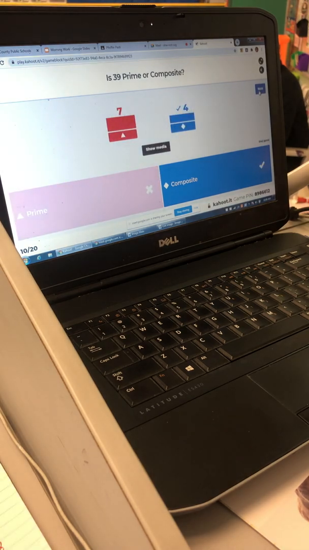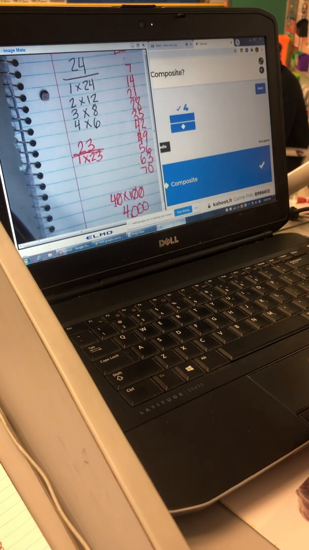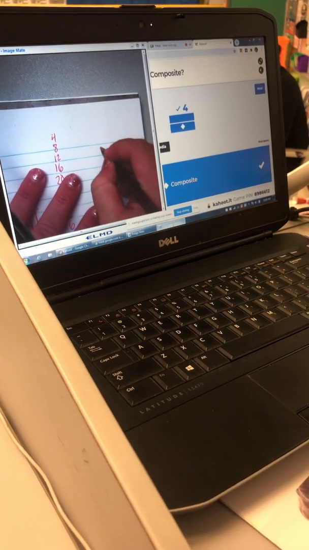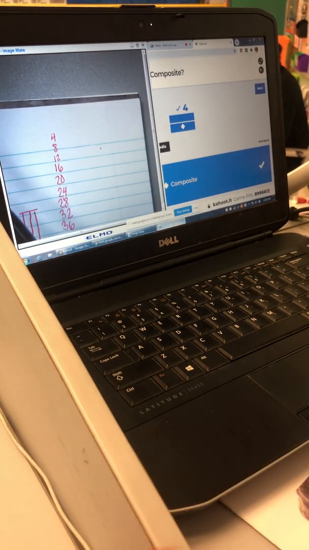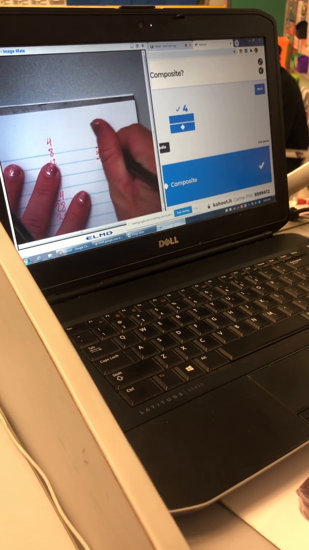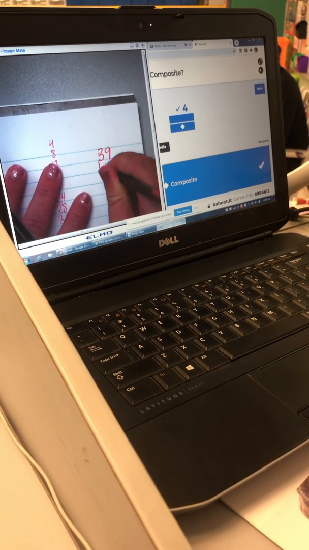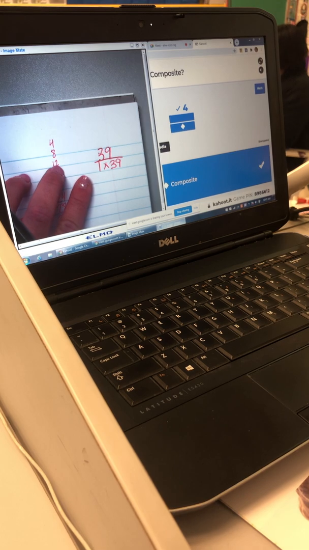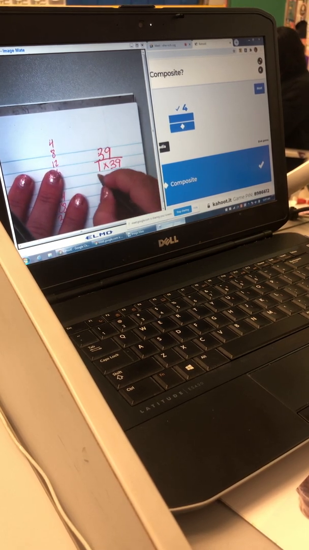All right, now it is a composite number. Let's look and figure out our factors. All right, so we have our factors of 39. We know 1 times 39. Is 39 an even number? No. So we know it's not 2, but let's look at 3.